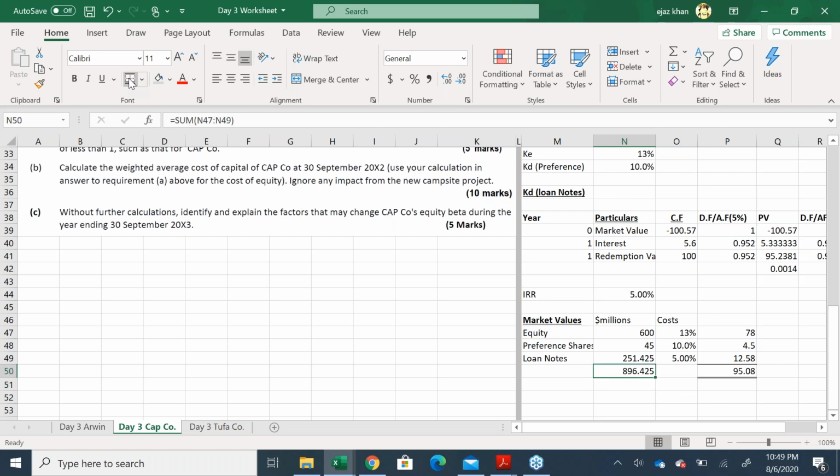So what is this in terms of percentage? The company is paying 95.08 to its investors against the investment value of 896.425. So what is this in terms of percentage? And that is called your WACC, weighted average cost of capital. This is how we calculate WACC.